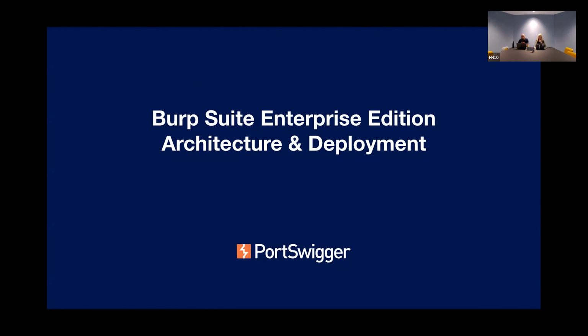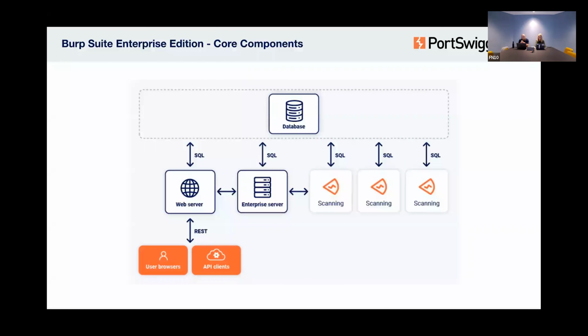So we'll just quickly cover off the architecture behind Enterprise and look at the two deployment options, and then we'll jump into the demo and take a look at the product. So in terms of those core components, Enterprise is comprised of a web server for access, an enterprise server, which is going to handle all the business logic behind the scenes. And then we'll have one or more scanning machines, which are the entities that actually perform the scans. Think of these as your automated penetration testers effectively. All of those components will connect to some form of SQL database, and there's a few different options there. And then naturally, we've got our users or API clients accessing that through the web server.